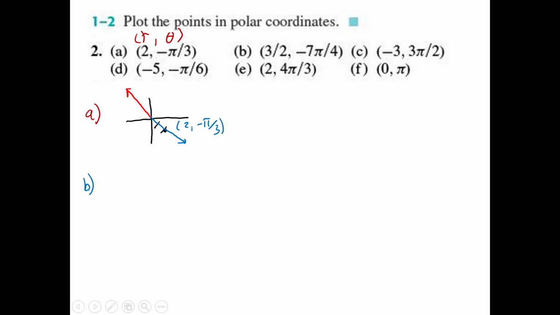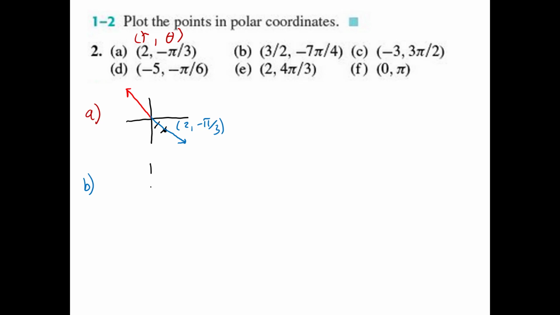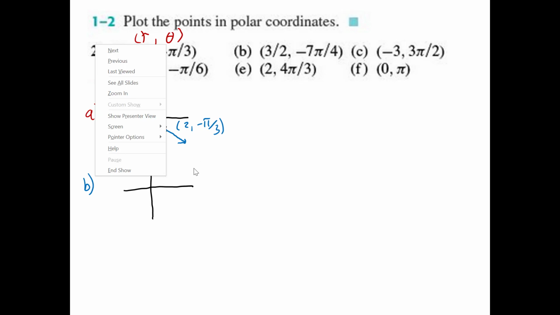For B, there's your plane. Your angle is negative 7 pi over 4. 4 goes into 7 1 and 3/4. So you're going to go 1 pi and then 3/4. 1, 2, 3. So you will be right there.